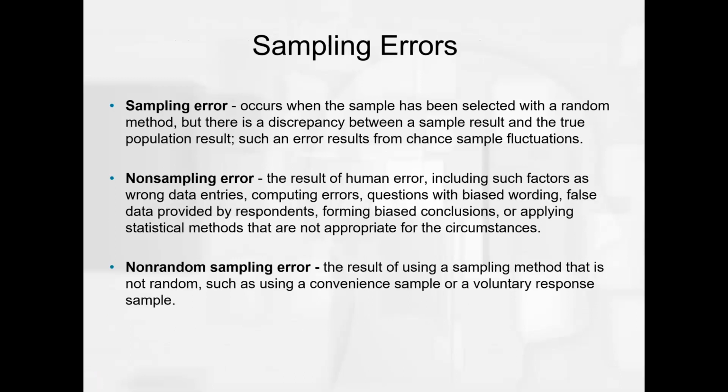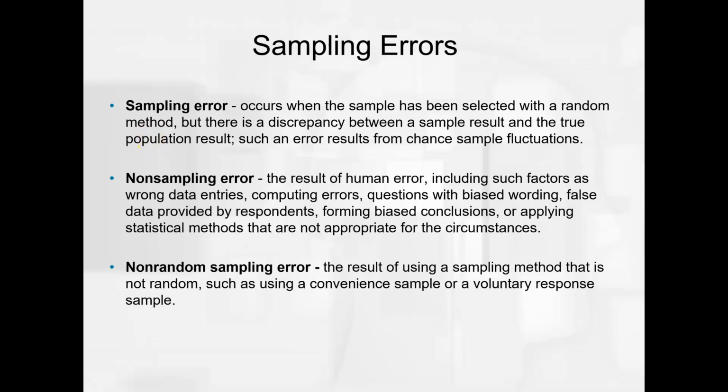In statistics, you could use a good sampling method and do everything correctly, and yet it is possible to get wrong results. No matter how well you plan and execute the sample collection process, there is likely to be some error in the result. The different types of sampling errors are described here.